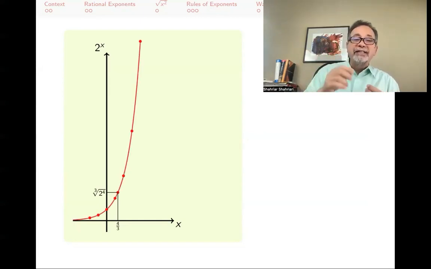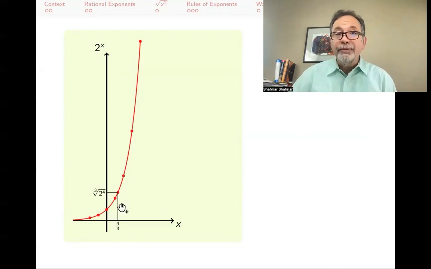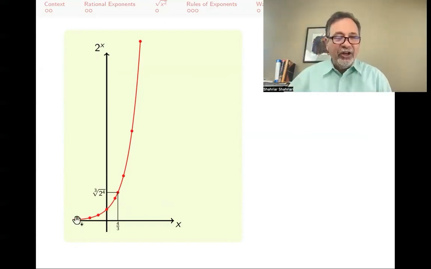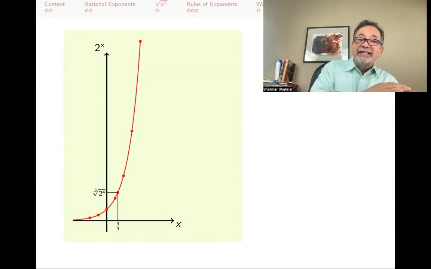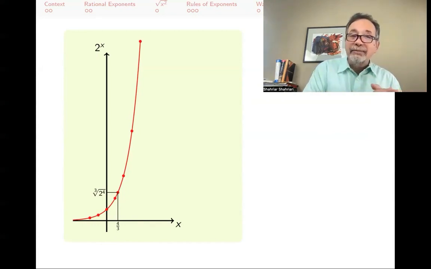2 to the x is like this. 3 to the x basically looks the same way, except it goes up faster. It still goes through the same y-intercept. 3 to the 0 is also 1, but it goes up faster. Here, it might look like on the negative side that the curve hits the x-axis. It never does. It gets very close to the x-axis, but it's always positive. The x-axis is an asymptote for it.